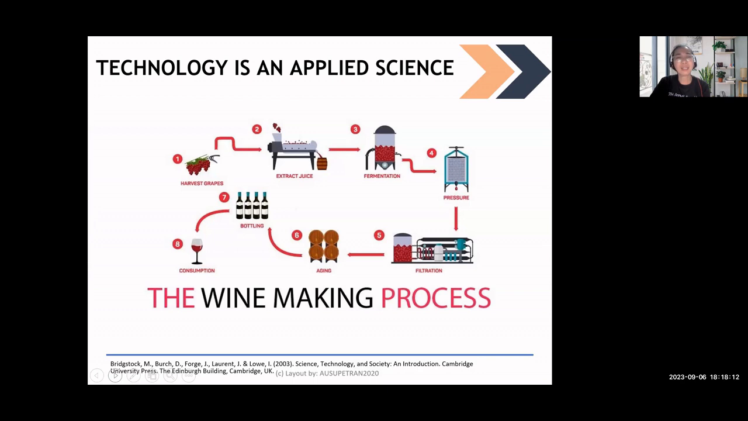And then we can see here the wine making process. This diagram basically summarizes how we do it in today's times. So we start from harvesting the grapes and then we extract the juice. And usually for extracting the juice, now we already have machines to do that, like pressing machines. And then the extracted juice is now placed in a fermentation chamber where it is fermented, and then it is pressurized.